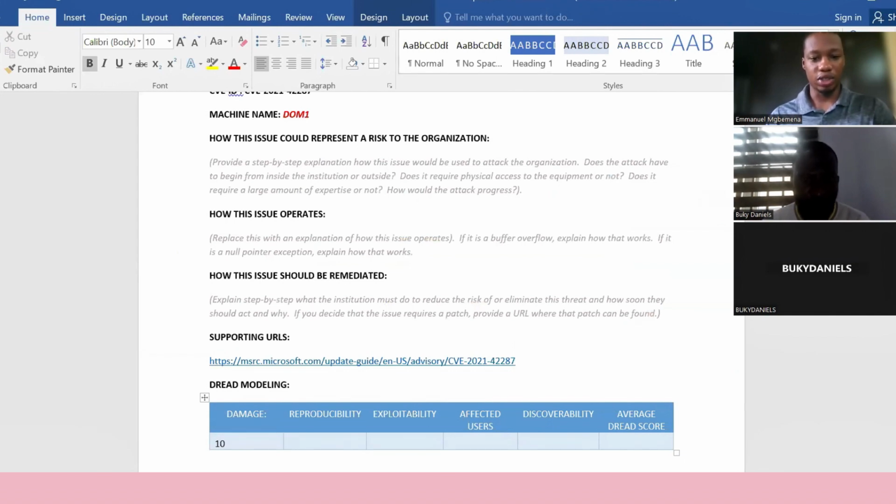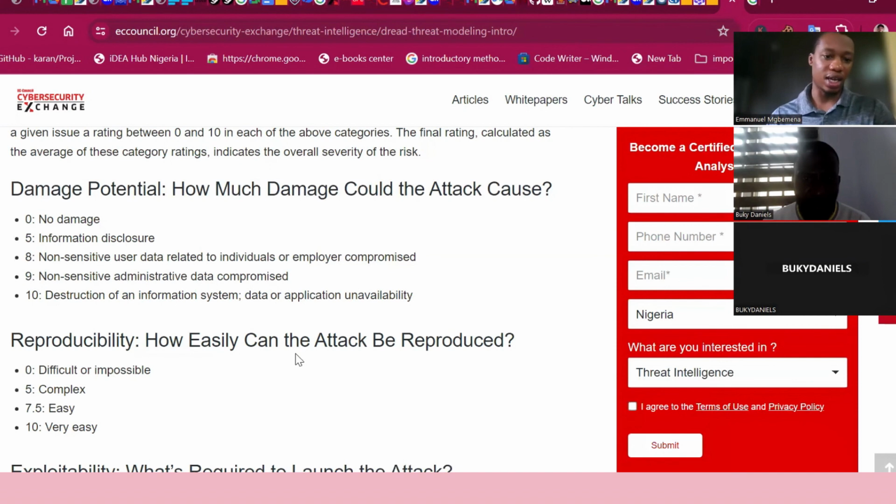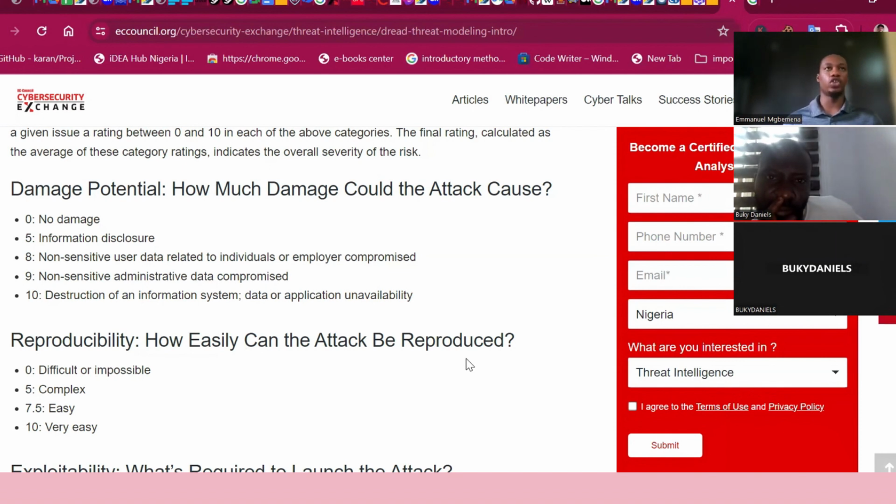Then next one is reproducibility. How easily can the attack be reproduced? What do you think? If you are a penetration tester and they say, you said there's a vulnerability that can be exploited and it will cause escalation of privilege. Okay, show us, try to exploit it, or try to reproduce the attack, the same scenario, maybe from an external person trying to gain access. Do you think it'd be difficult, impossible, complex, or easy, or very easy?